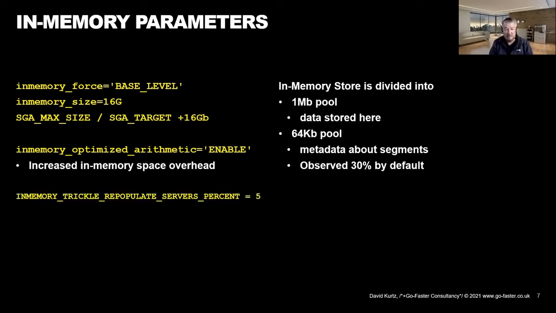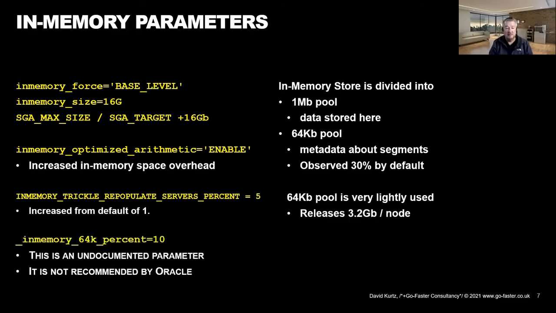At the bank, we've also set in-memory trickle percent to a higher value. It defaults to 1%. We've been a little more aggressive about pushing the data in there. Andy will not approve of this, but what we've done, and this is in capital letters, so this is undocumented. It's not recommended by Oracle. You'll notice this part of the presentation is not on an Oracle slide deck. This is me talking, not Andy. What we have done is we have cut back the 64K pool to 10%. What this has done is it's given me 3.2 gig per rack instance. That's worth having. Usual caveat, it's an undocumented parameter.